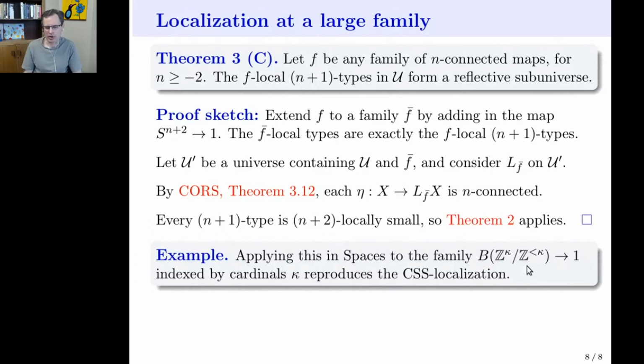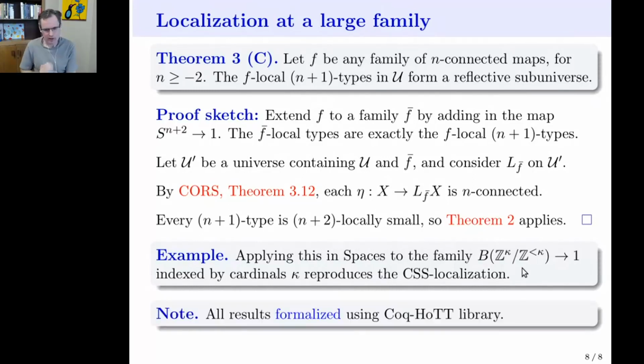And they also require the local types to be 1-types. So this is the n equals 0 case of this theorem. And these maps are 0-connected. And so it follows that you can do the localization with respect to that family without having to go to a higher universe.